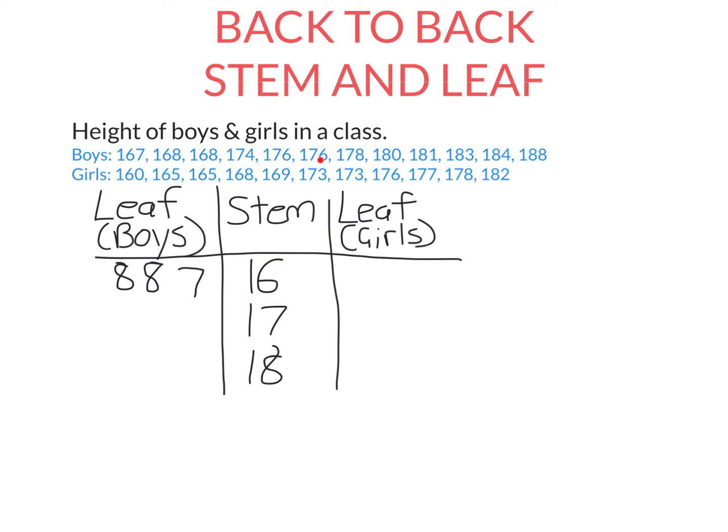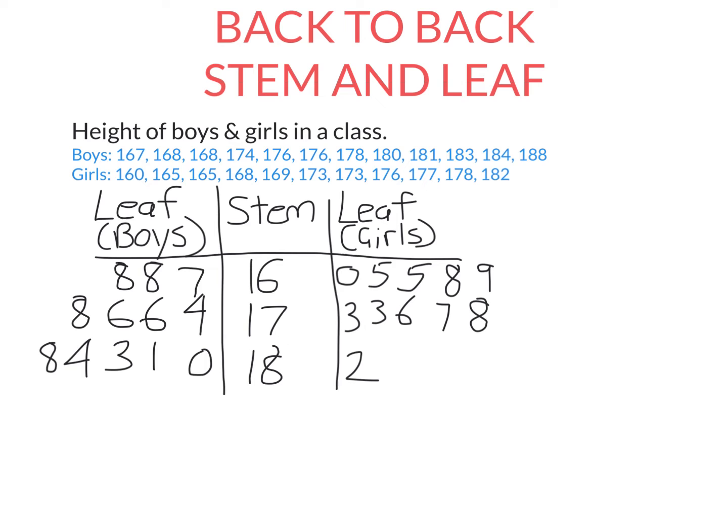Let's look at the 170s. So we have 174, 176 twice, so I'll write it twice. Then we have 178. As for the 180s, we have 180, 181, 183, 184, and 188. And we do similarly for the girls' scores. Looking at the stem and leaf plots, it looks as though the boys in this class are generally taller.